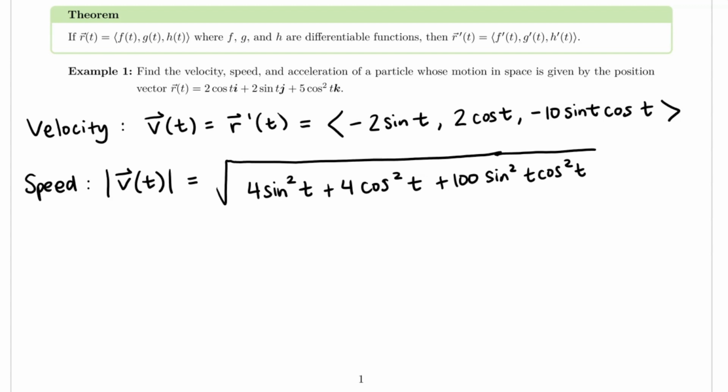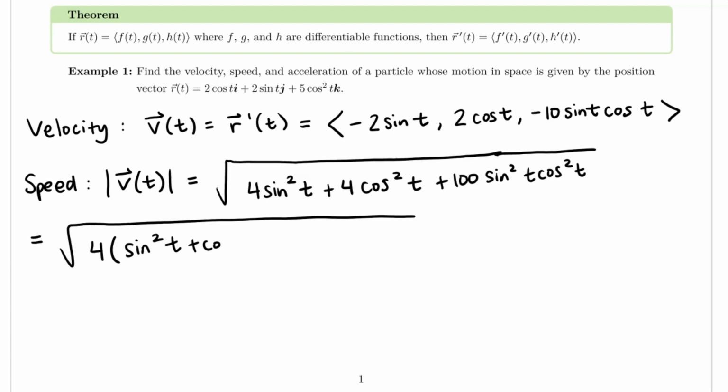And we can do some simplification here, because if you factor out a 4 from the first two terms, you get the Pythagorean identity. So this is equal to 4 times (sine squared t plus cosine squared t) plus 100 sine squared t cosine squared t. Because this is the Pythagorean identity, that whole thing is equal to 1. All right, so we could just leave the answer like this.